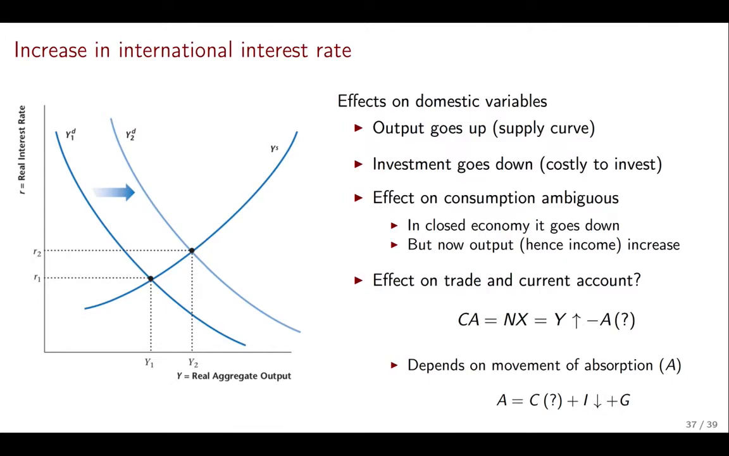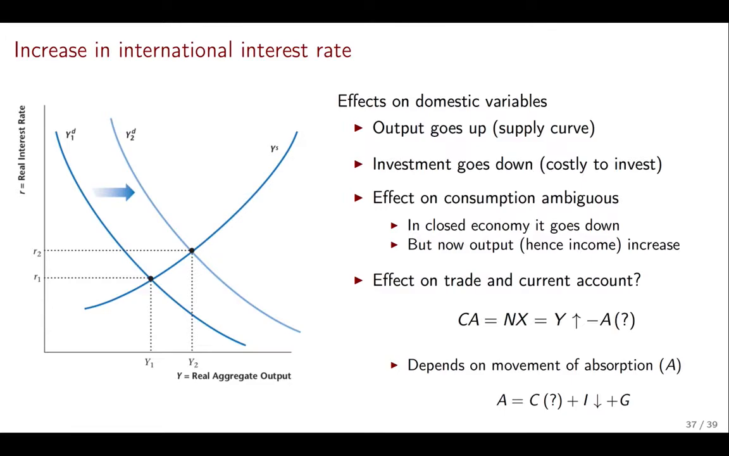There are two reasons to think that at the end of the day, current account and net exports are going to go up. The first reason is that the effect on consumption is moderated by the increase in the interest rate. So yes, there is higher output and you want to consume more from that output, but interest rates are higher, which forces you to save more, and higher savings are reflected in a higher current account surplus.